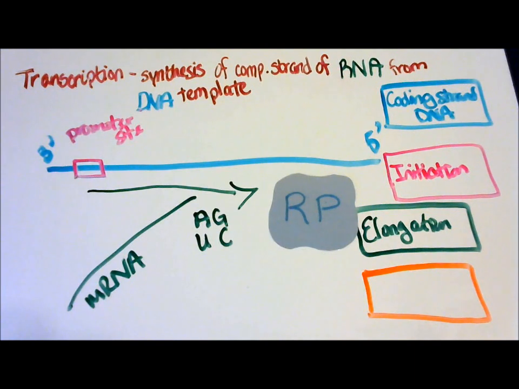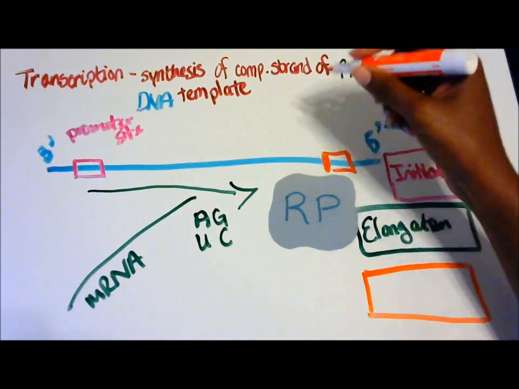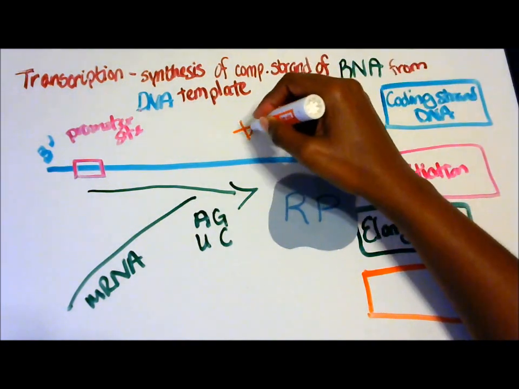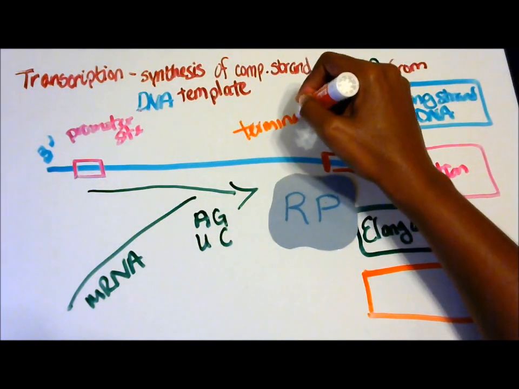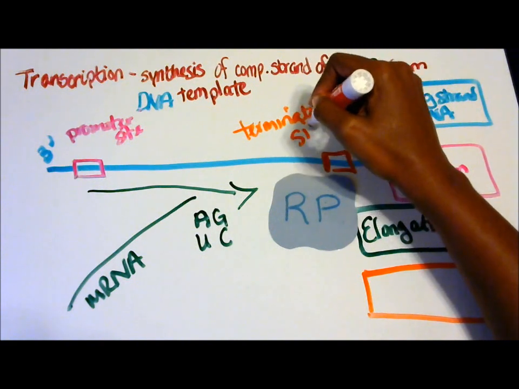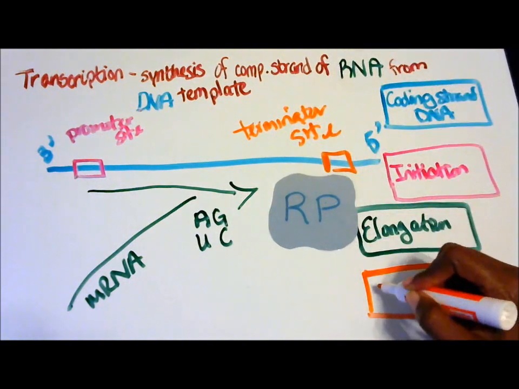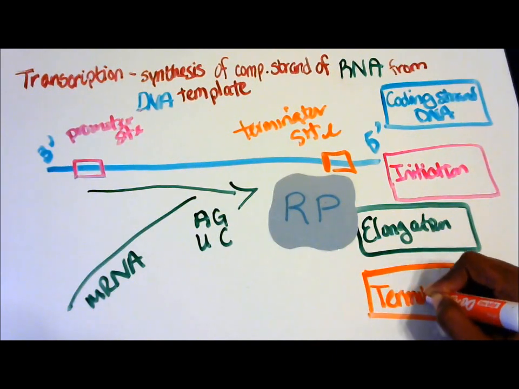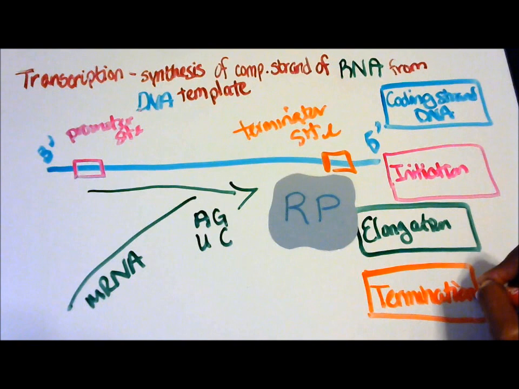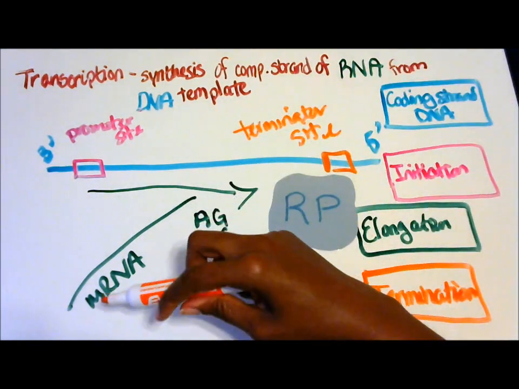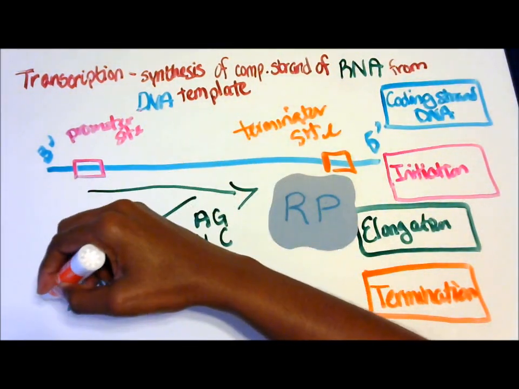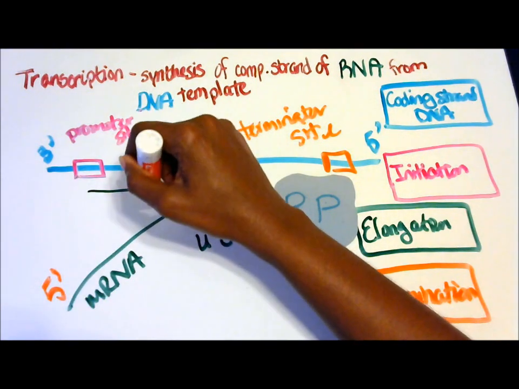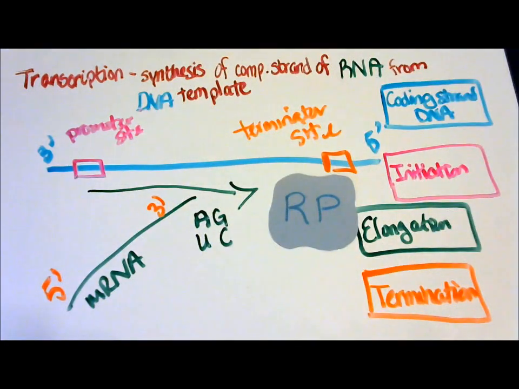Eventually, our RNA polymerase will stop, and it will stop at the terminator site. And this is our last phase, termination. Now we're left with our messenger RNA that reads 5' to 3'. And this is transcription.